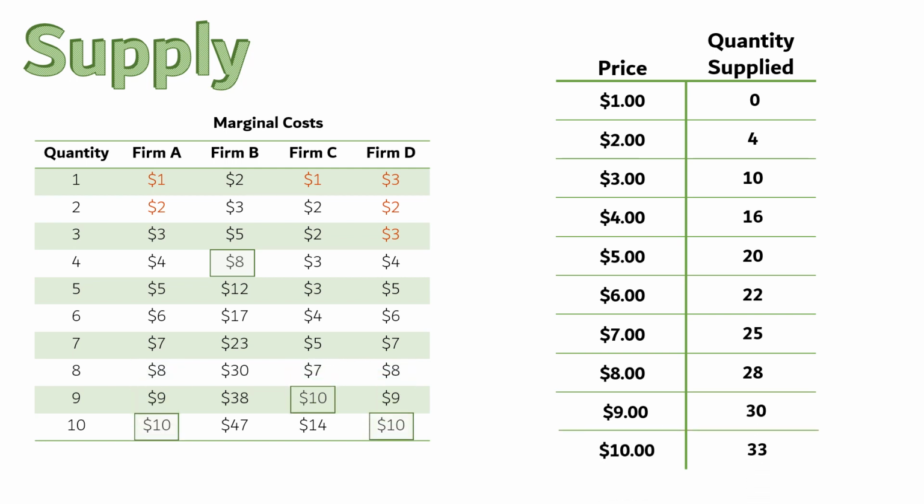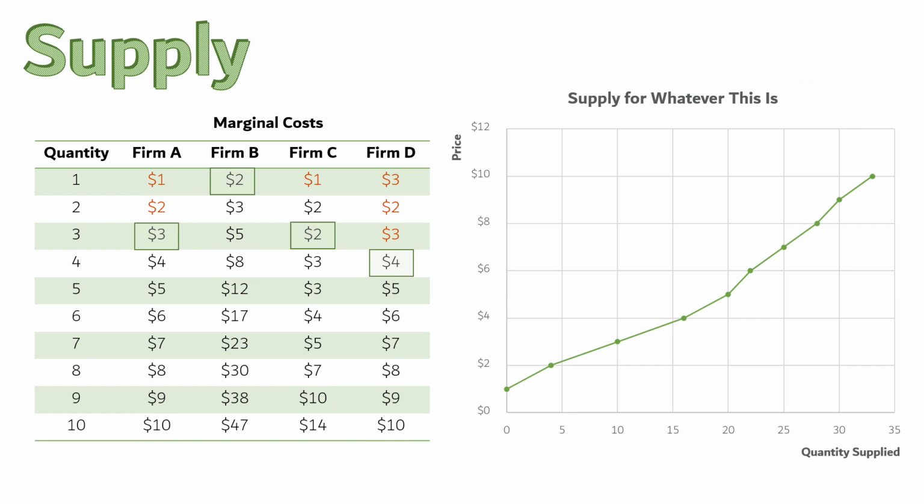In the real world, there are industries with thousands of firms, all competing. We can take that table showing the relationship between the price and the quantity supplied and put it on a graph. It has some kinks, but it looks a lot like a supply curve, and that's because it is one.